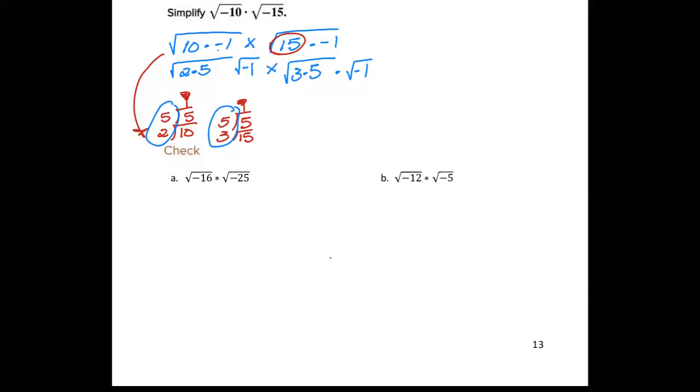All right? So now I'm going to put all of the regular numbers together under one big square root. Okay, so that's going to be 2 times 3 times 5 times 5. I know the square root of -1, they said, is now an i.